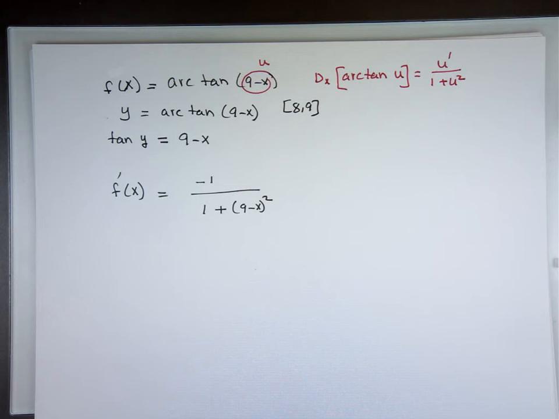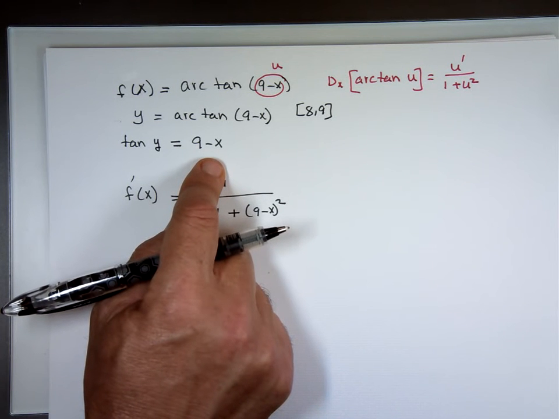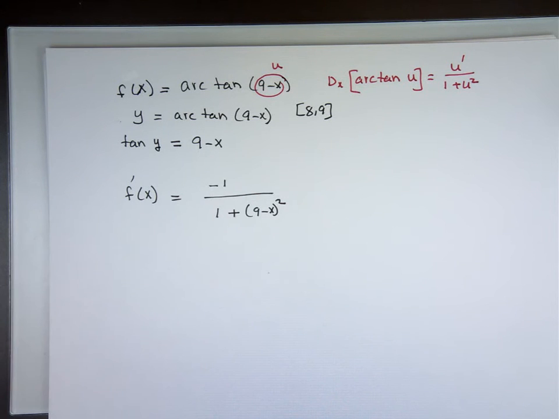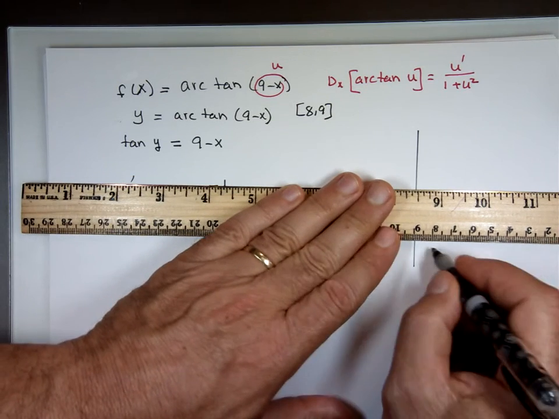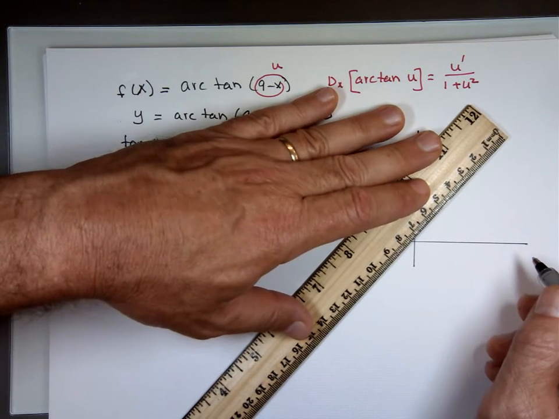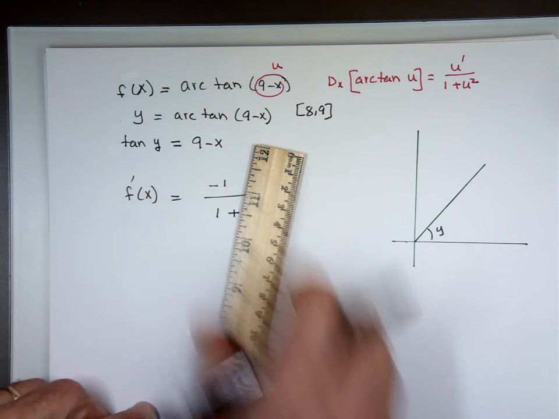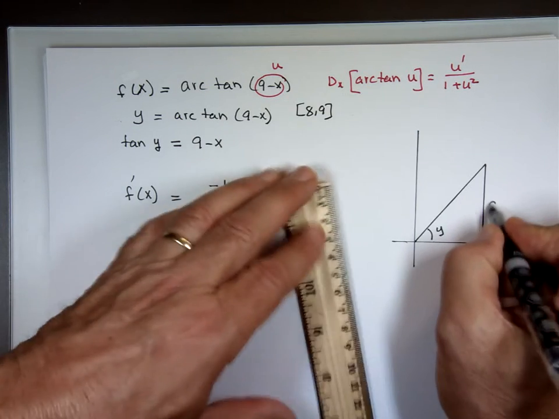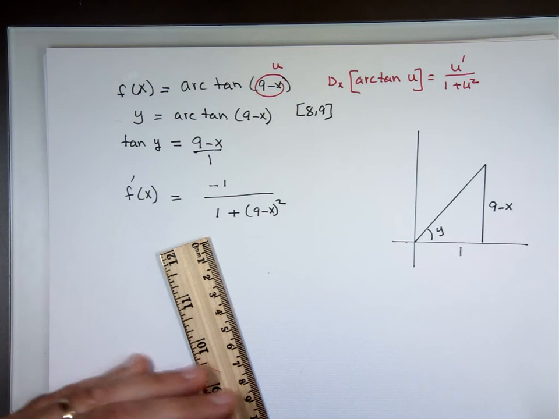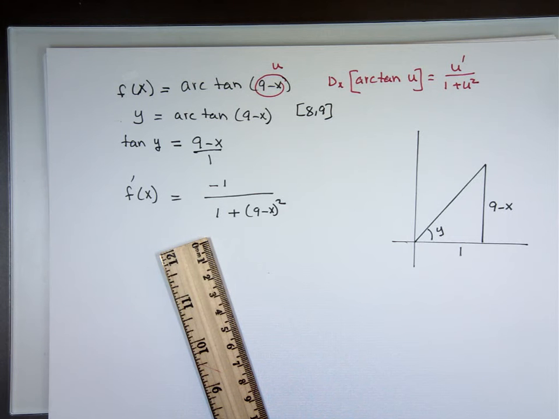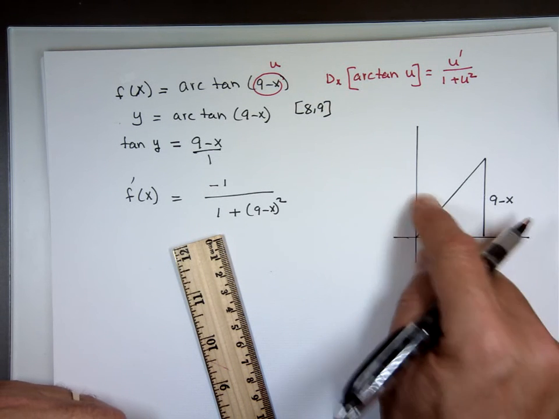So when x is 8, let's see if this works for anywhere between them. Can you find a value for x? By the way, in case you're wondering what you're looking at, you're looking at an angle which is called y, and the tangent of that angle is the side that's opposite. That has to be 9 minus x here, and this is the 1, because tangent is opposite over adjacent. Can we find what this side is equal to? Pythagorean theorem, isn't it? So if you want to find that side, you can. But that's really what you're seeing there.